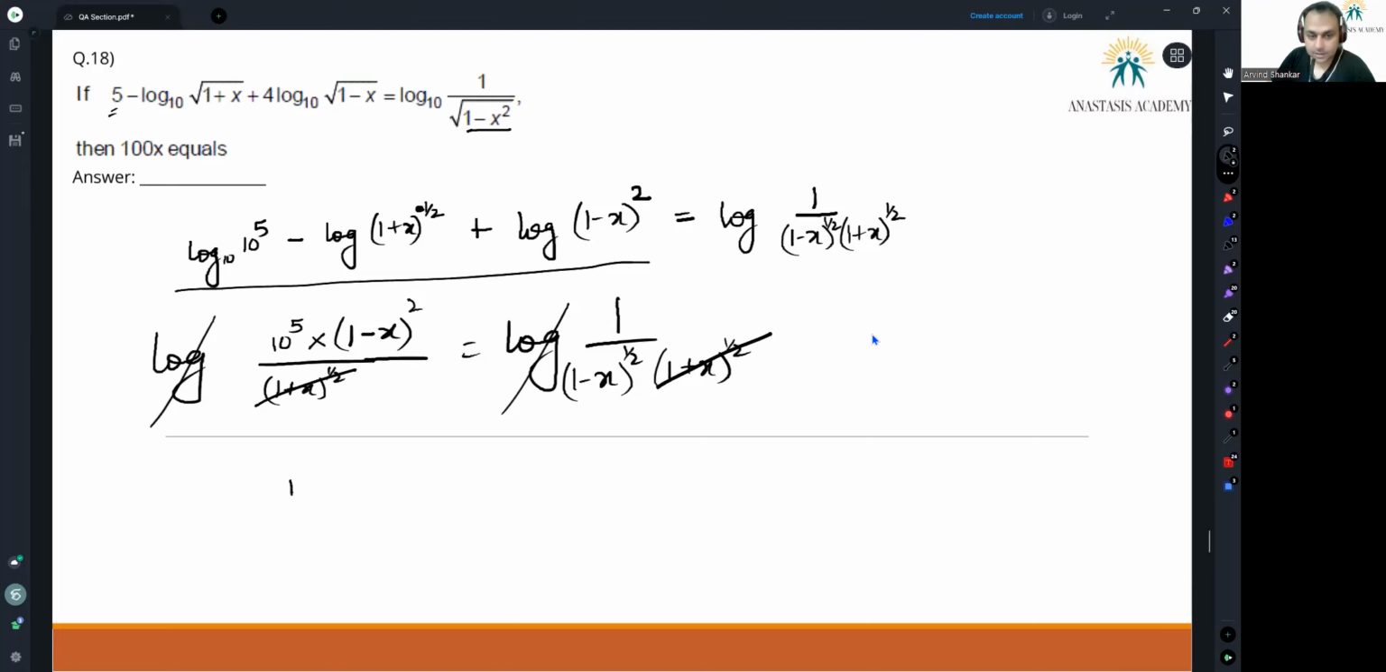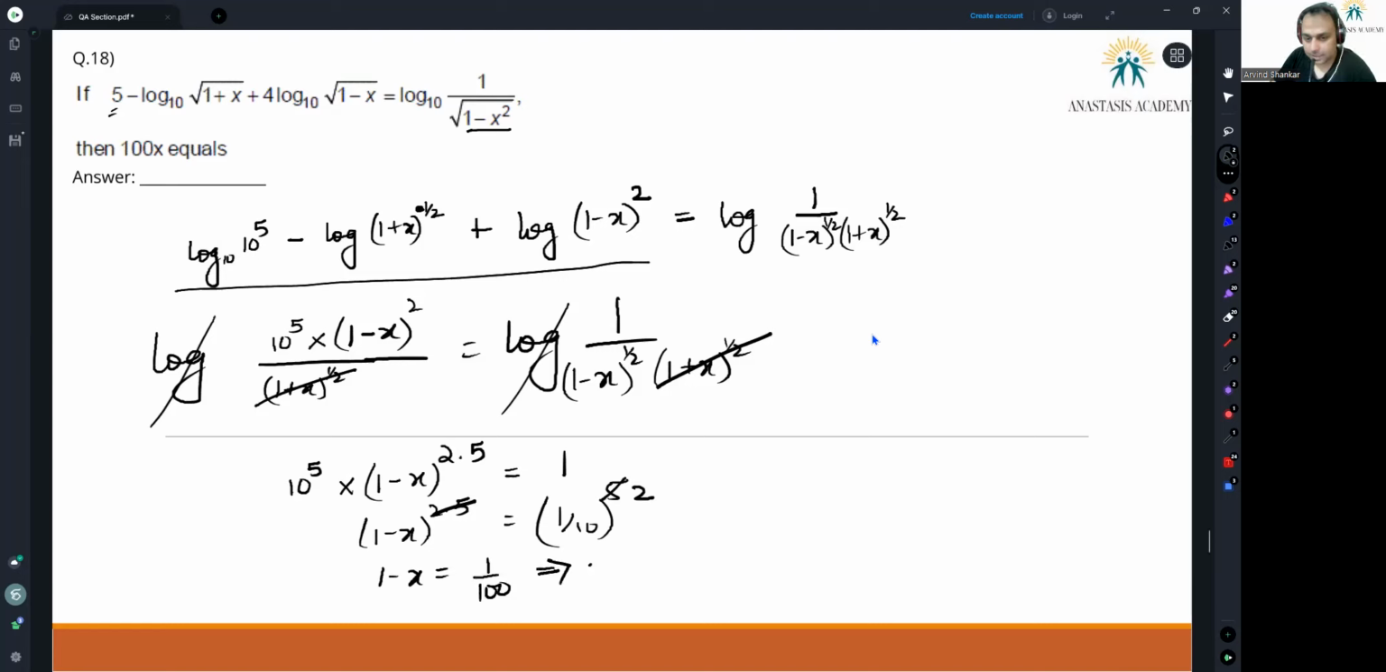And now we are left with 10 raised to the power 5 into 1 minus x raised to the power 2.5 is equal to 1. Or 1 minus x raised to the power 2.5 is equal to 1 by 10 raised to the power 5. Cancel 2.5, which gives me 1 minus x is equal to 1 by 100, which gives me x is equal to 99 by 100, or 100x is equal to 99.